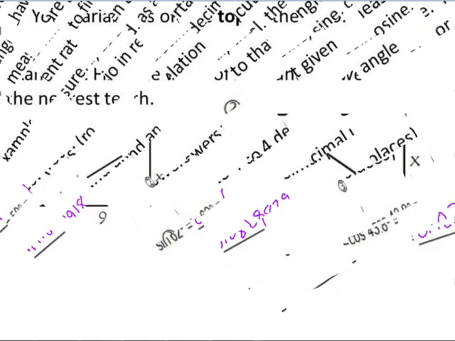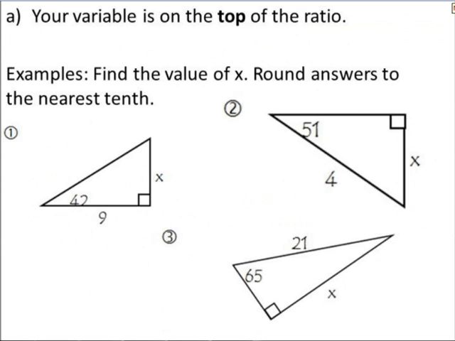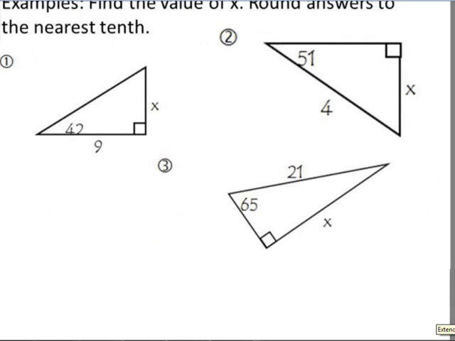Let's take a look at what other kind of questions we'll see. Sometimes we'll have a variable that is on top of a ratio. So, for example, we'll set up number 1, and then you'll do 2 and 3. The first thing I do when I get these problems, I look, all right, so here's the angle I'm talking about, and then I'm going to label the sides. There's the hypotenuse, there's the opposite, and there's the adjacent. Then I'm always going to have SOHCAHTOA written on my paper.